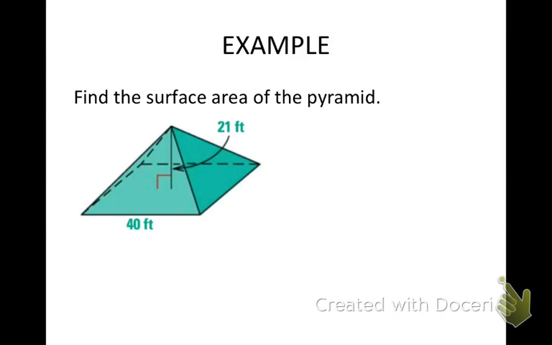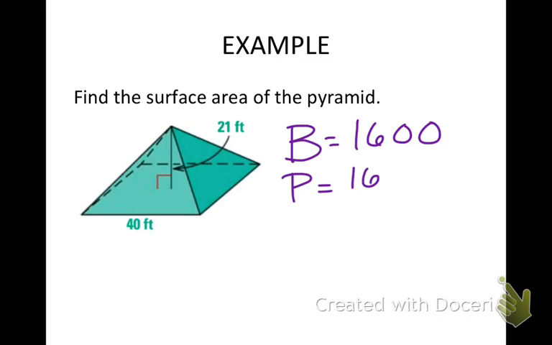All right, so now let's do one where we have to find the slant height. So again, I've got another square base. So what's my capital B going to be? 40 times 40 is 1600. Good. My perimeter would be 40 times 4. So 160. Okay, now we need to find the slant height.